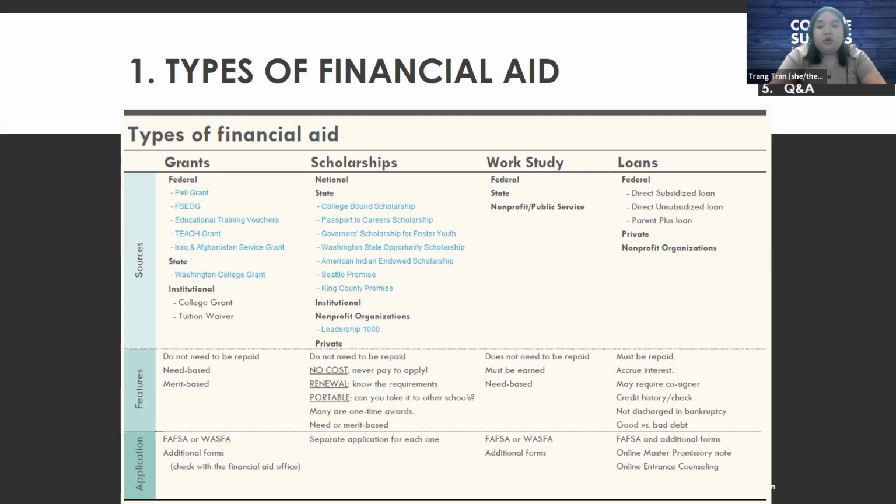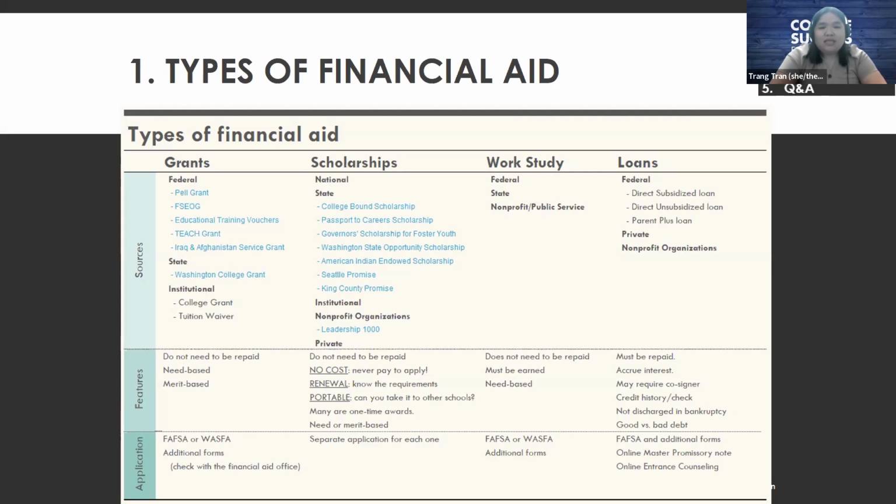When applying for scholarships, students should ask their scholarship providers if their scholarships are renewable and portable. If the scholarships are renewable, that means they'll be able to renew their scholarships for subsequent years. Portable refers to a feature that allows students to take their scholarship with them when they transfer schools or change their major.